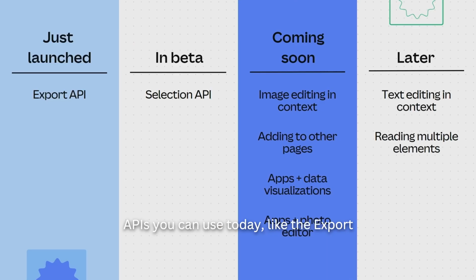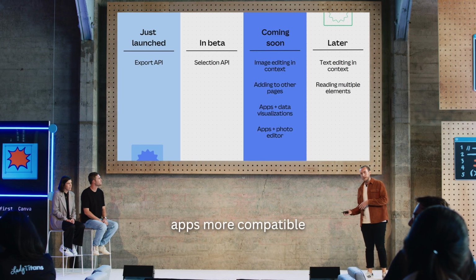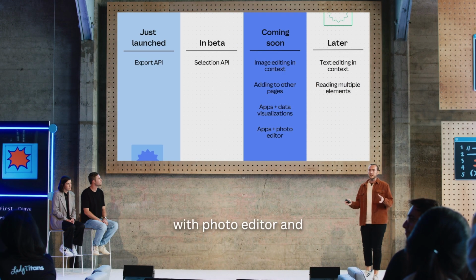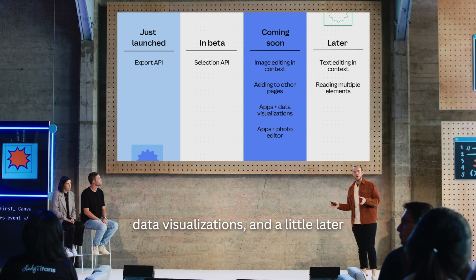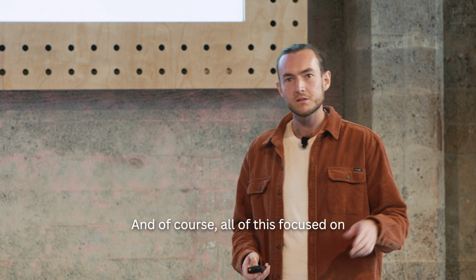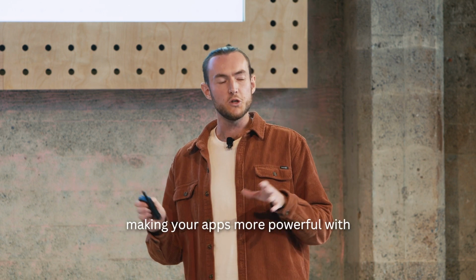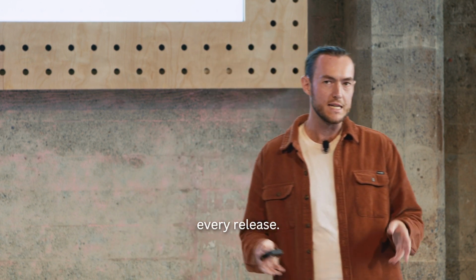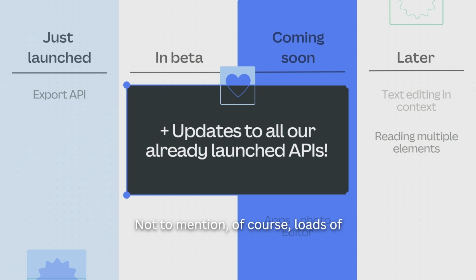APIs you can use today, like the Export API or the Selection API. Coming soon, we'll be unlocking image editing features, adding more pages to designs, making your apps more compatible with the photo editor and data visualizations, and a little later on, live text editing and reading multiple elements at once. And of course, all of this focused on making your apps more powerful with every release. Not to mention, of course, loads of improvements to the APIs we've already launched as well.